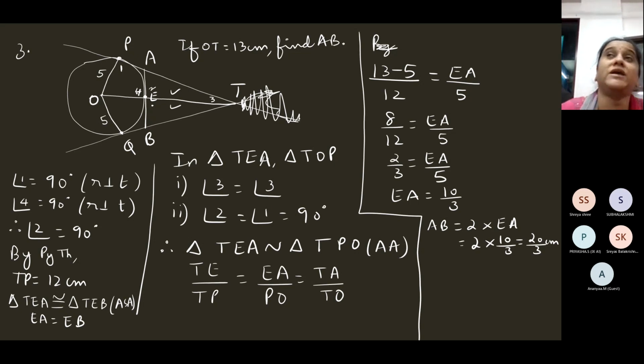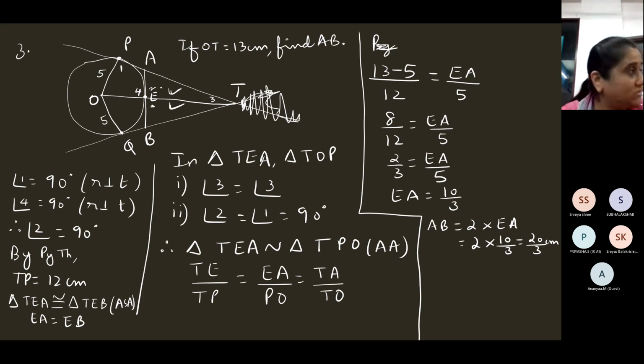Look at the board. Angle 4 is 90 because radius is perpendicular to tangent. AB is given to be a tangent at E. So angle 4 is equal to 90 degrees, correct? So that means angle 2 is 90 degrees. Can you see that I've marked 2 above E? So angle 2 is 90 degrees, and the adjacent angle will also be 90.